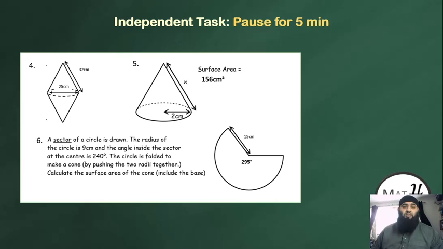So this is an independent task. These are exactly the same questions that I did as an example, but I've just changed the numbers around. I want you to have a go at these questions. Give yourself 10 minutes. Pause the video and give yourself 10 minutes to do these questions.